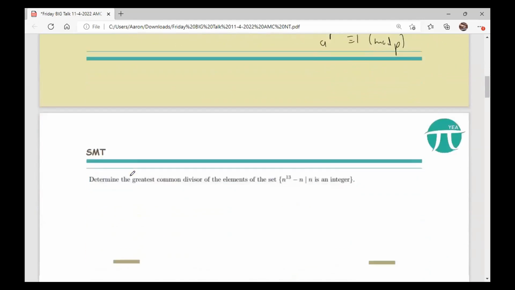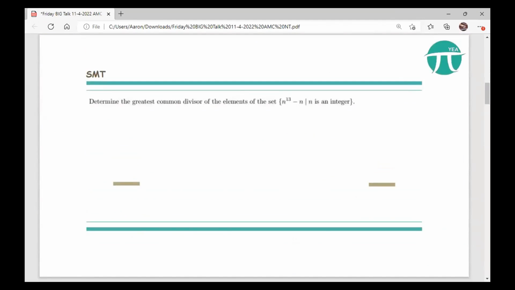And so now let's move on to the first problem. So I'll give you a minute or so to try this on your own before I go over it.